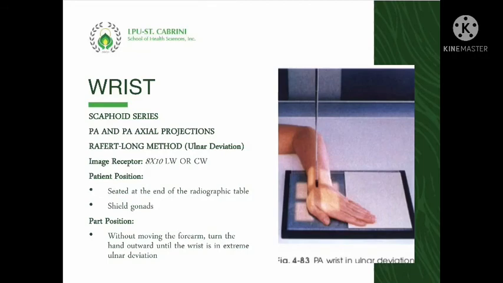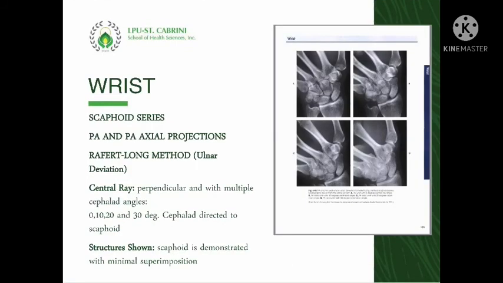Next is the scaphoid series, PA and PA axial projection, the Rafert-Long method. The hand is turned outward until the wrist is in extreme ulnar deviation without moving the forearm. This has 4 central ray directions: perpendicular, 10, 20, and 30 degrees cephalad, directed to the scaphoid.